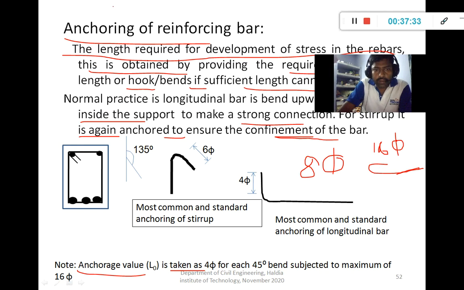So this anchoring is always made to get better confinement and also a strong connection. The member is firmly connected with the support, and if the development length is inadequate, then anchoring is made. But the good practice is always to anchor the bar inside the support, and in stirrups also it is anchored.